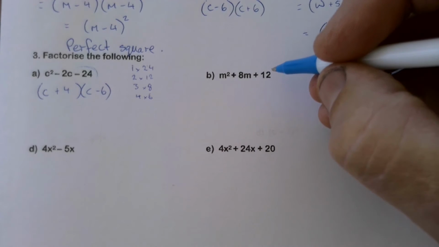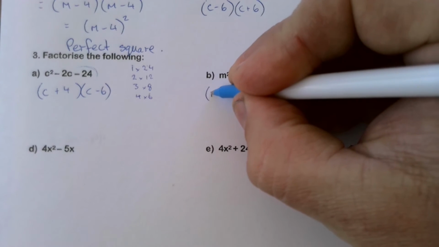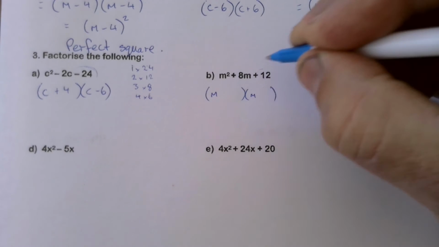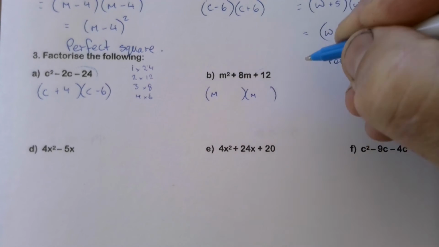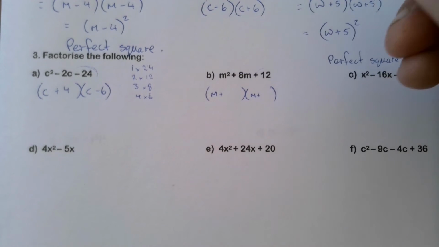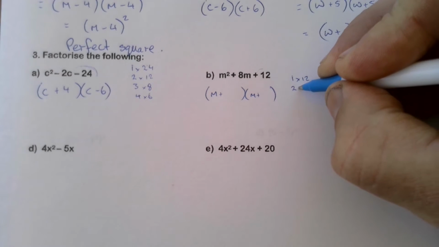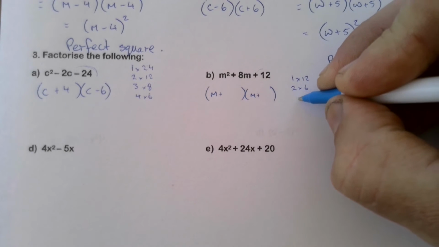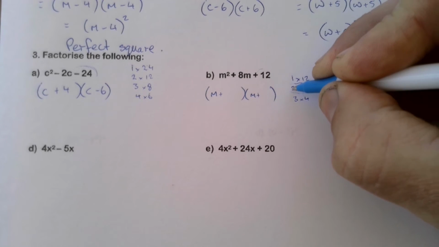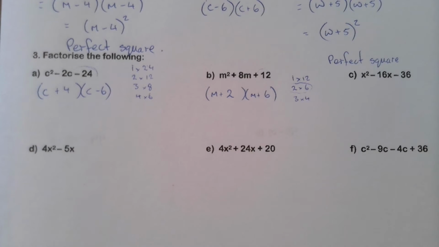3b is the same. I'm going to go looking for factors of 12 that will make 8. Ultimately I'm going to end up with m. I know everything's going to be positive at this stage as well, but that's given to me by this and this. But anyway, let's jump back. We've got 1 and 12, we've got 2 and 6, we've got 3 and 4. That jumps out at me. 2 plus 6 makes 8, so we'll say positive 2 and positive 6, and we've solved that.